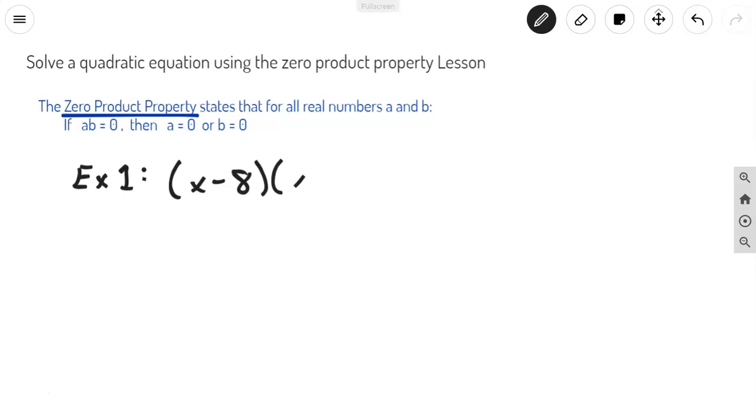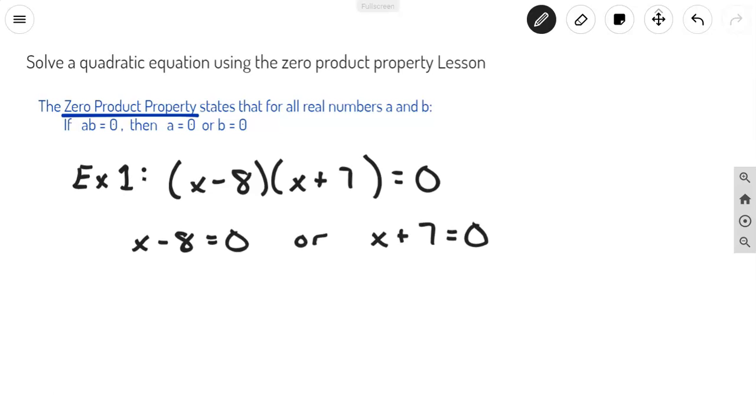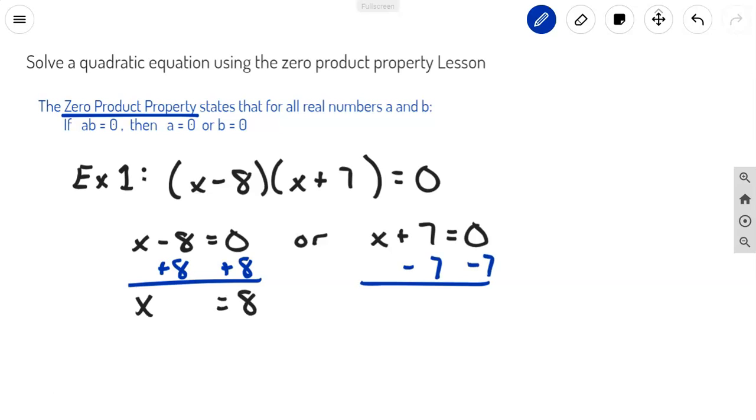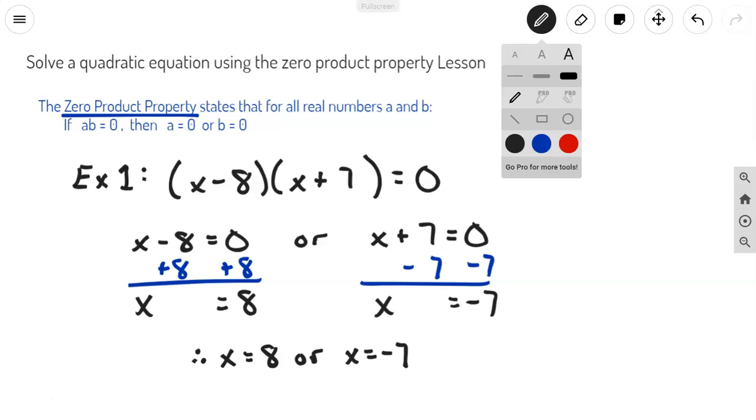If I have x minus 8 times x plus 7 and that equals 0, that means x minus 8 could equal 0 and it'd still be true, or x plus 7 could equal 0 and be true, because remember, anything times 0 is 0. So as long as one of those two things is 0, then my equation is true. In this case, we have to know all solutions, so we solve both equations for 0. If you notice, I get x equals 8 and x equals negative 7. So those are my two solutions that I would write down.